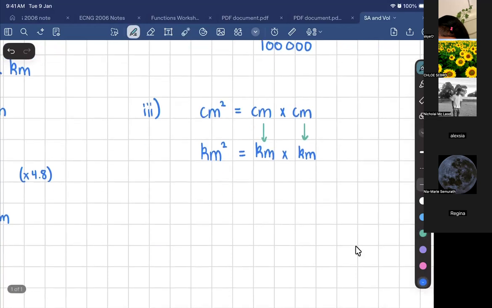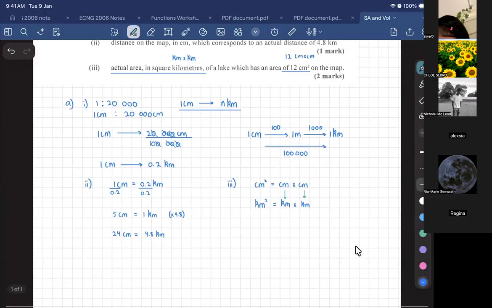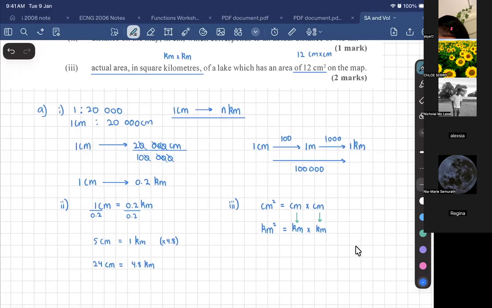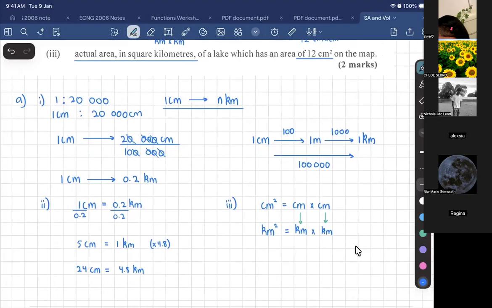Could you all remind me how you would convert from 1 centimeter to a kilometer? Sorry, I can repeat that. All right. So what does 1 centimeter represent? 0.2 kilometers. So if you want to convert centimeters to kilometers, you look at the ratio.